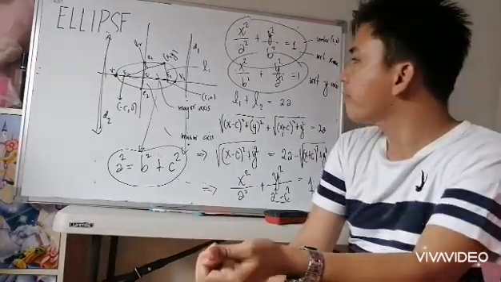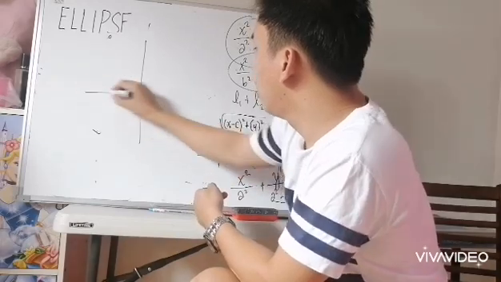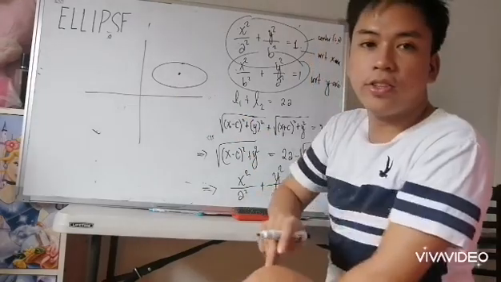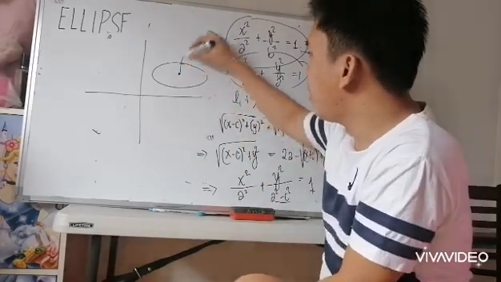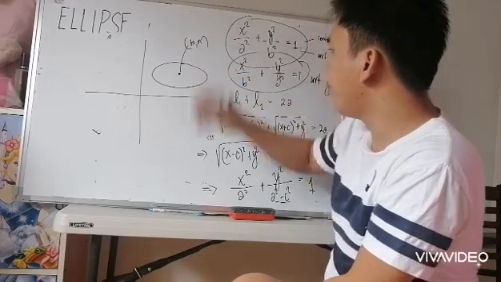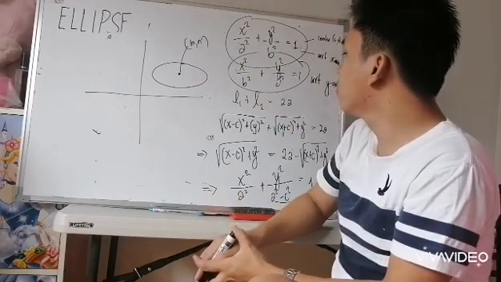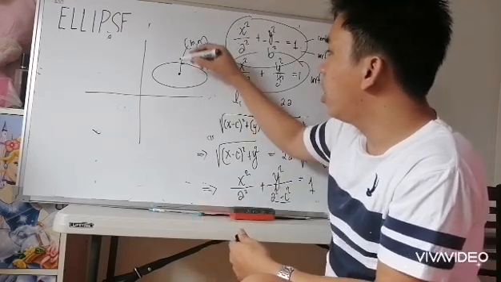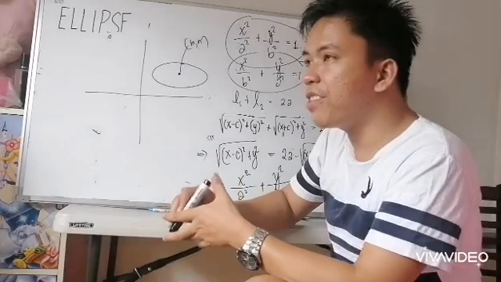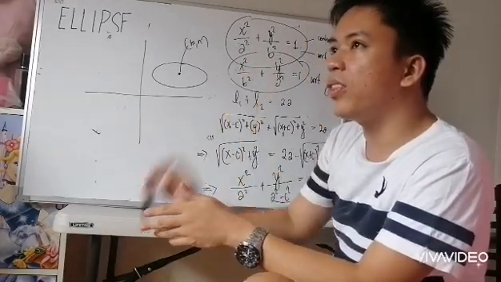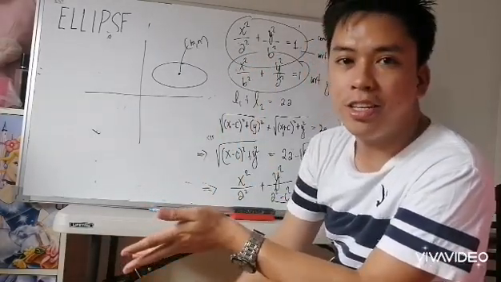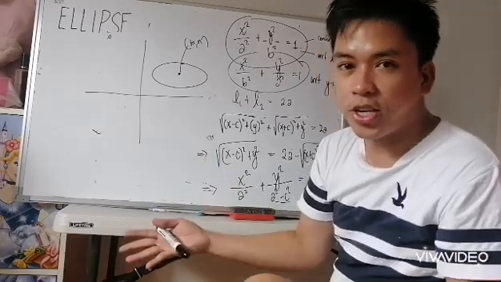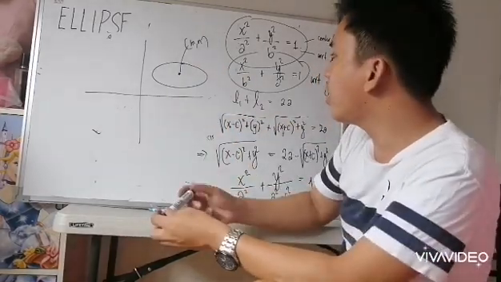For example, consider this. Let's say this is your ellipse. This is where your center lies. So let's say the center is (m, n). What we are going to do is assume the (m, n), or the center, as your second origin. Although it's not the origin, you assume that as your second origin.